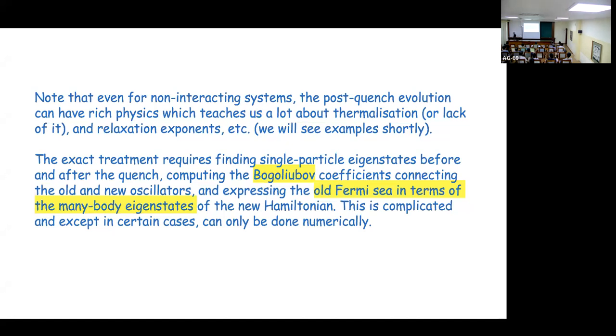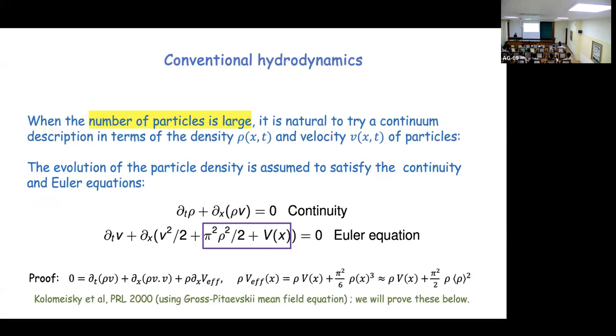This can all be done, but by the time you have reached the number of particles equal to 20, 30, 40, and so on, your mathematical program starts crashing. So it's very difficult. So what do you do then? Is there some sort of analytic treatment that you can try?